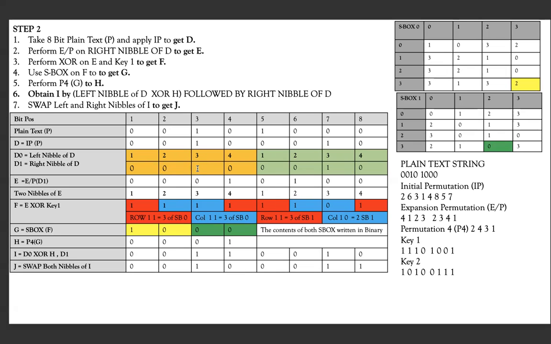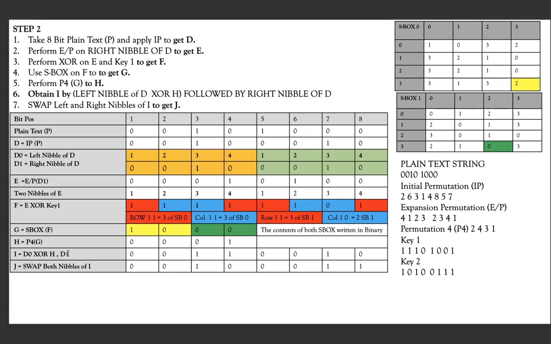D0 bit 3 is 1 and we got 0 over here. So different bits, we get a 1 here. Same thing goes with D0 bit 4, 0, and the final bit of H is also 1. So 0, 1, again different bits, we also get a 1 over here. So 0, 0, 1, 1. This is the sequence we're looking at for this part.